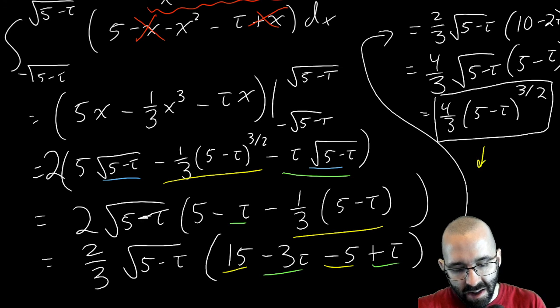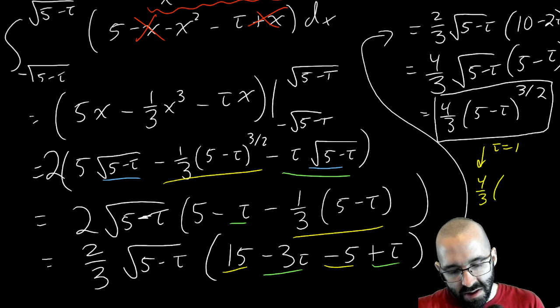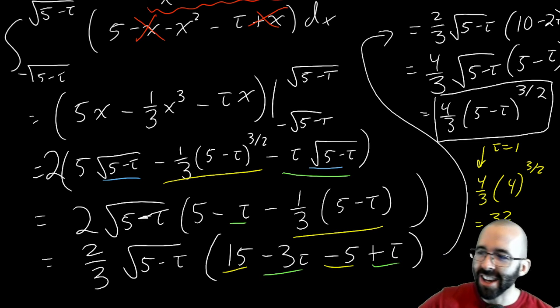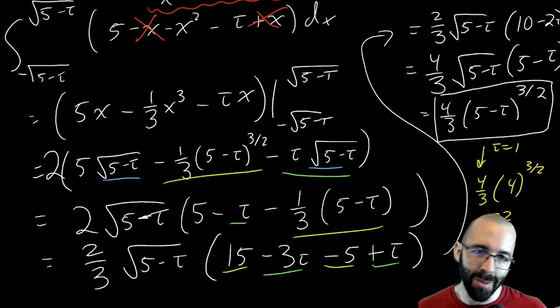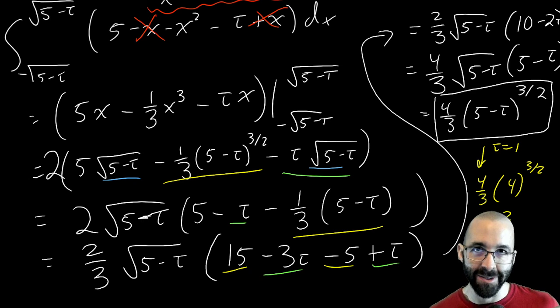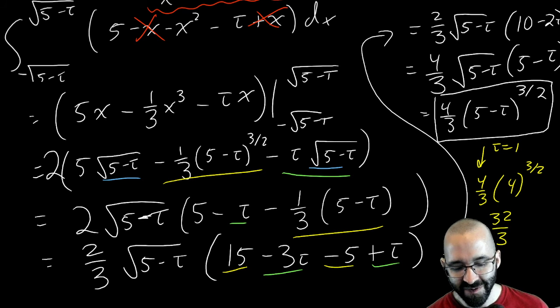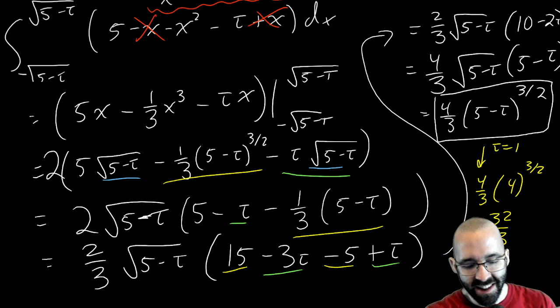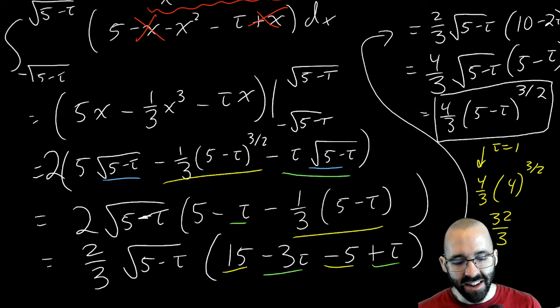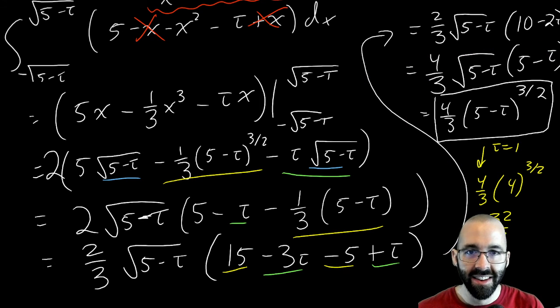What happens when t is 1 here? We get 4/3 times 4 to the 3 halves, which is 8. 8 times 4. Oh, thank goodness. 32/3. Thank goodness. This doesn't prove that we're right, but it's very reassuring. So we found that this area for any value of t is going to be this guy. Good practice right here. Good practice.